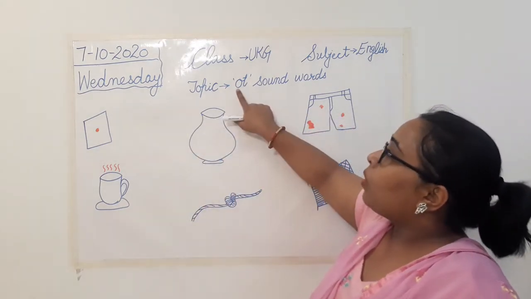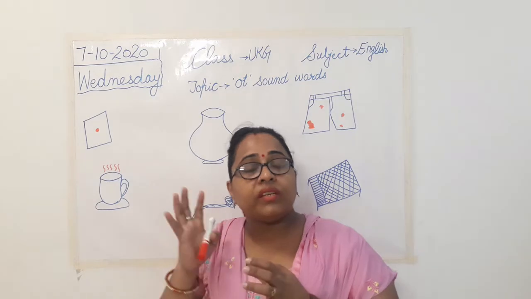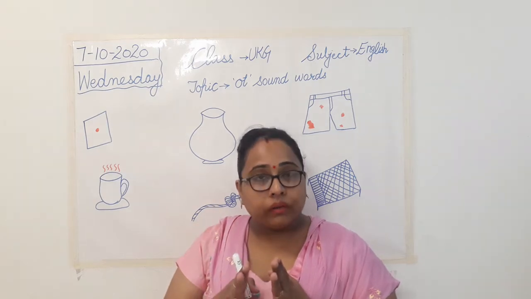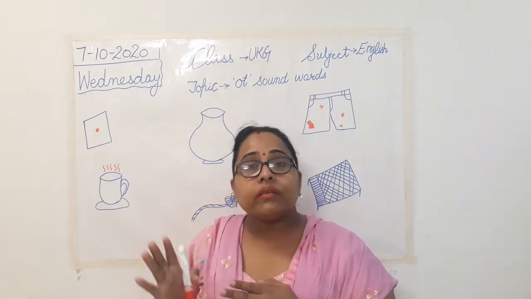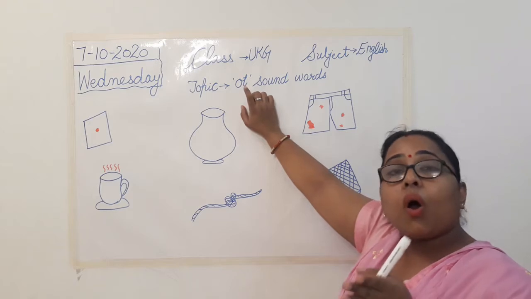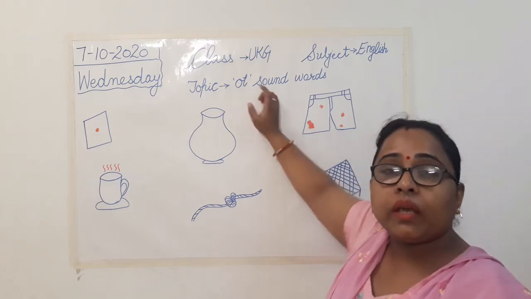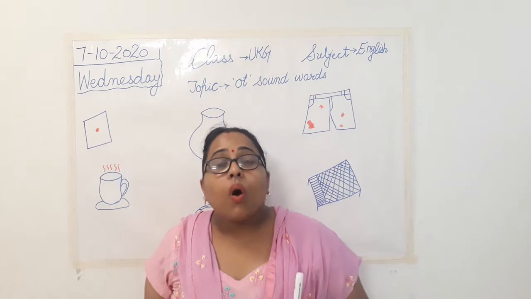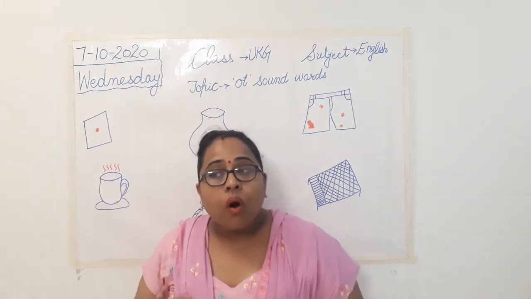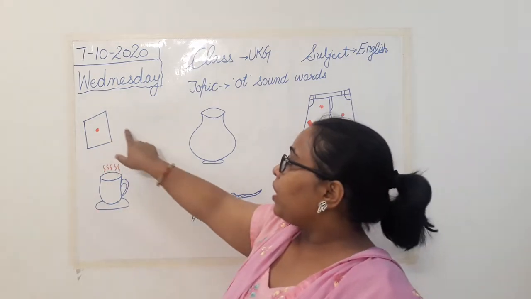Topic is ought. O, to. So when the sound of these two alphabets mix together, what comes out? O, to. Ought. Ought sound words. So which sound words we are going to learn today? Today we are going to learn about ought sound words. Say with me, o, to, ought. Ought sound words. Clear? So let's move and start learning with each picture.